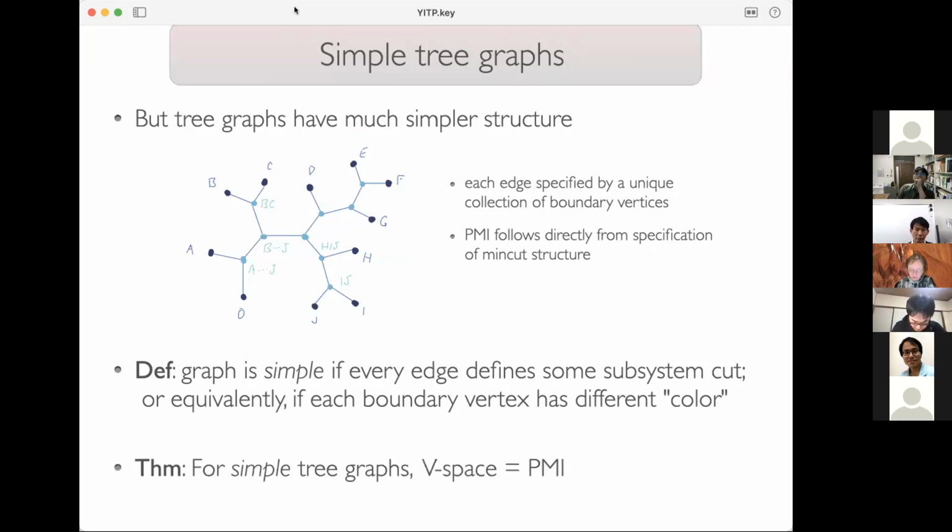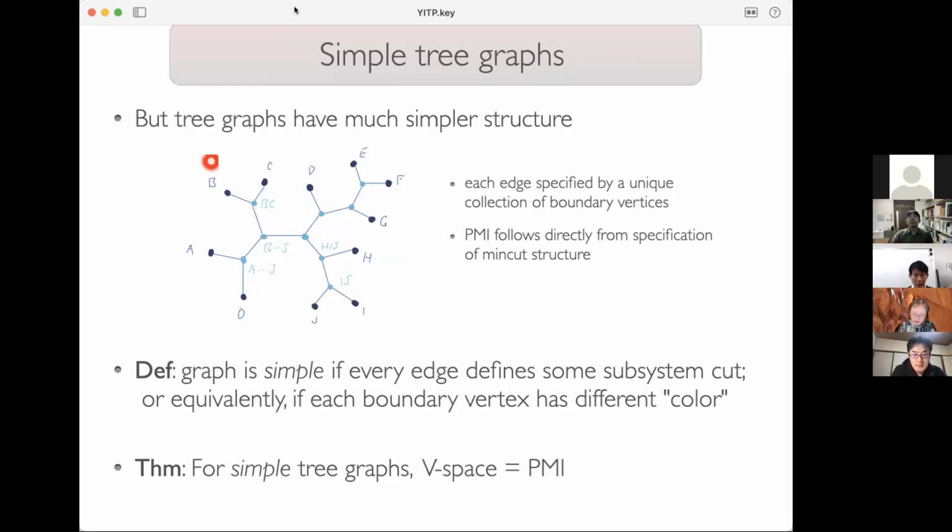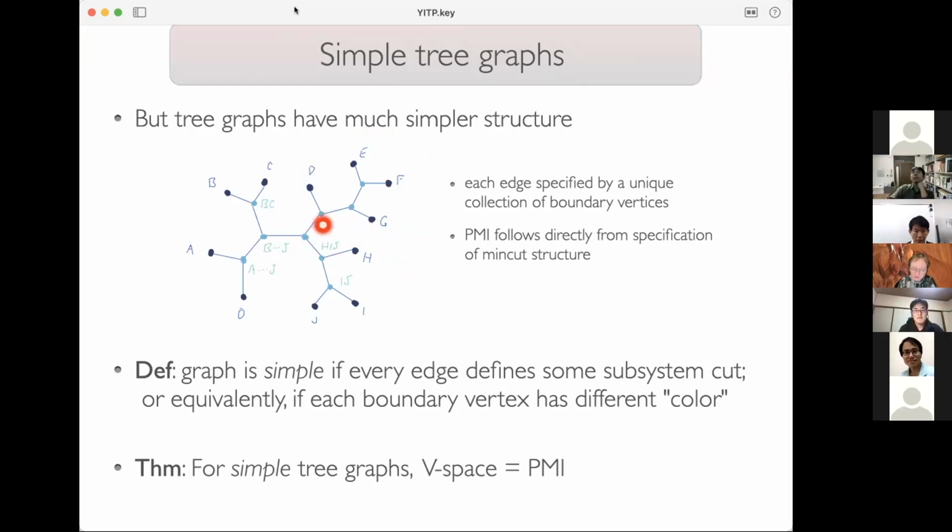Okay, so the theorem that's very easy to argue is that for such graphs, this V-space is in fact the PMI, meaning that any entropy relations that we can get are described by relations between these various edge weights. But because these edge weights correspond to entanglement entropy of some subsystem, such relations all boil down to relations of mutual information vanishing. And so all the relations we get that specify the V-space are in fact of the form of vanishing mutual information, and therefore are this PMI.